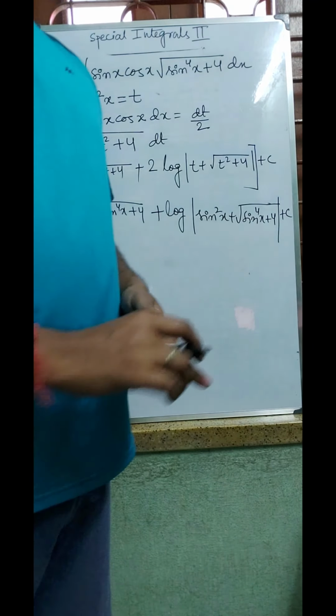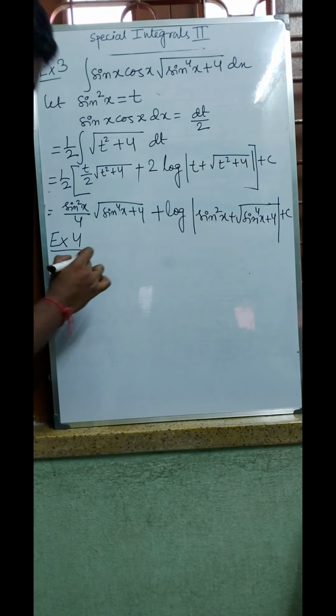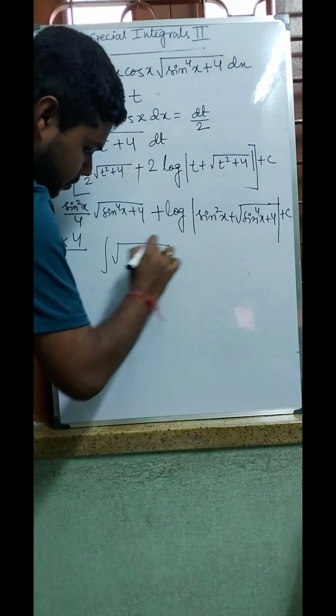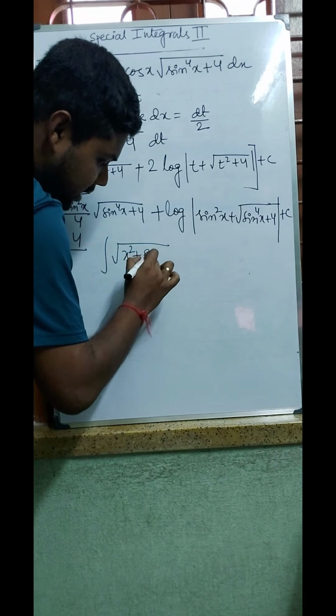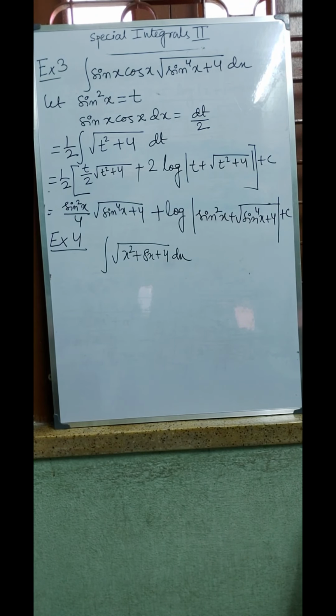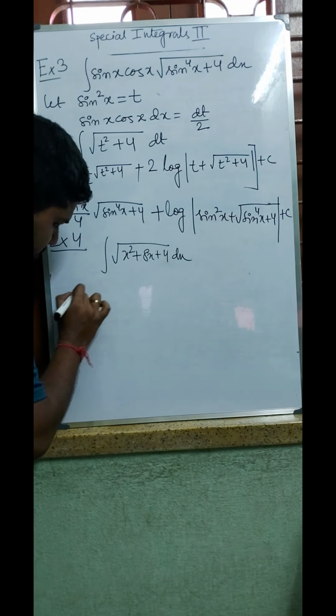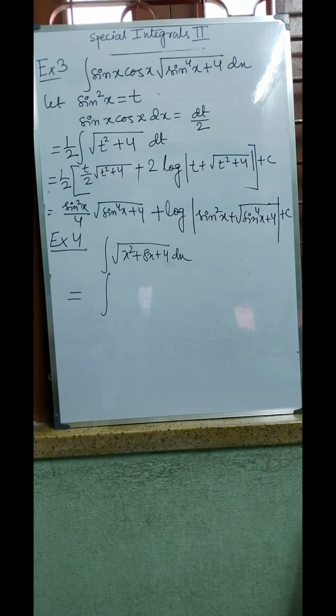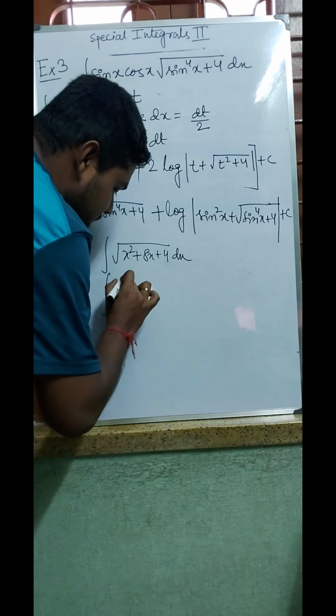Example 4. So let me take example 4 here. Let us take this one. Integration under root x square plus 8x plus 4 dx. Now you can see this is not directly in the form, but I have to reduce it down to integrable form, and then I have to do the integration. So basically what to do, I have to do a whole square thing.